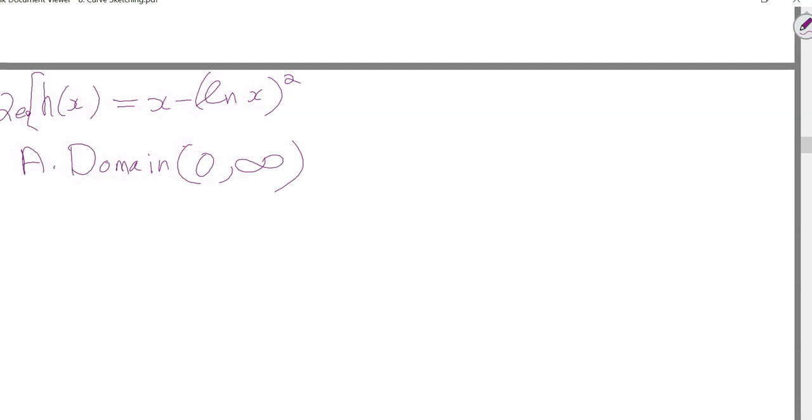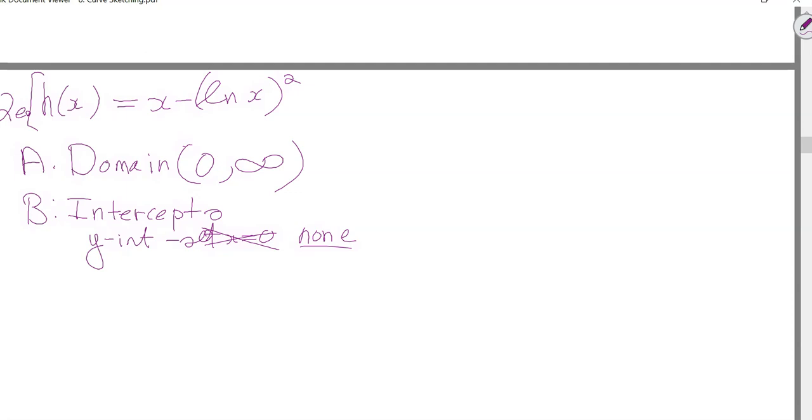What's next? Intercepts. So y-intercept, set x equal to 0. We can't. None. So there cannot be a y-intercept. We can't make x 0. X-intercept. Set y equal to 0.